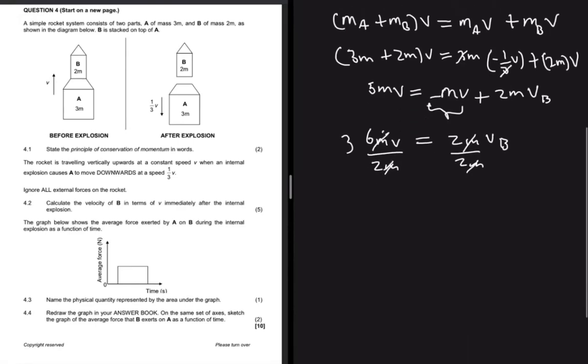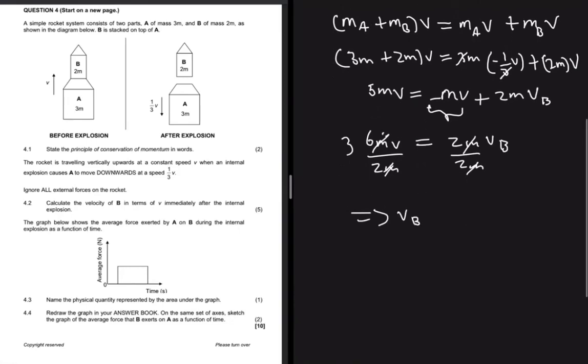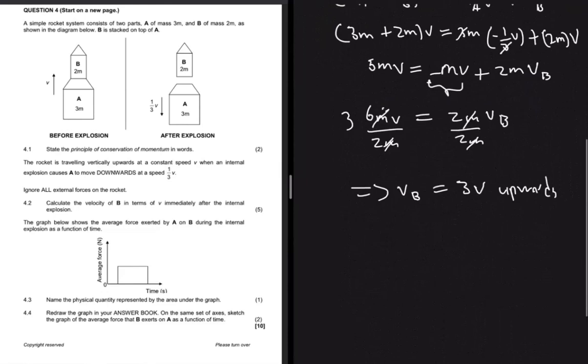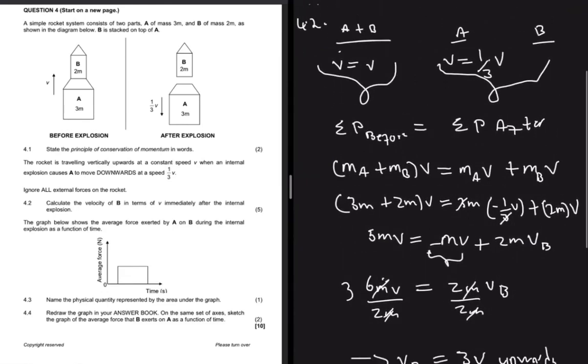Yeah, we're going to be left with 3 here, because 6 divided by 2 is 3, right? So this will imply that v of the body B is equal to 3v. The question says we must find it in terms of v, so that is what we're going to find. So it's 3v upwards because we're taking up as positive. That's how we do the problem.